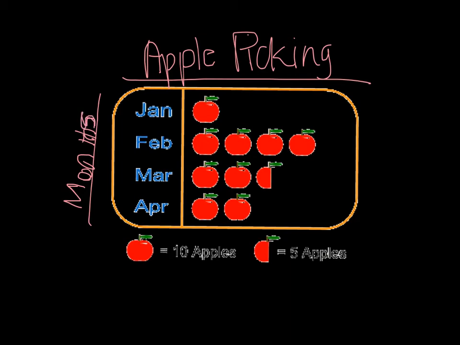Sorry, I'm having trouble with my handwriting today. And then again, when you look at your data, hopefully you notice that the apples down here at the bottom tell you one whole apple is 10 apples and one half of an apple is 5. And so January, you're going to notice is how many? 10. February had 10, 20, 30, 40. March, 10, 20 plus 5 is 25. And April had 20.